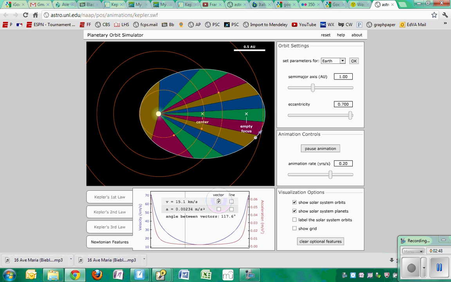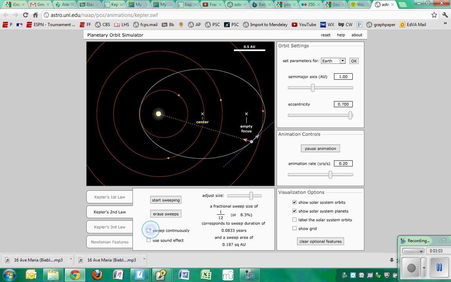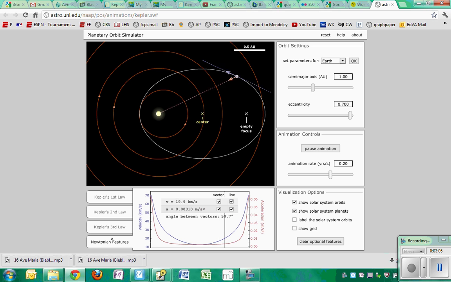We can just add vectors and lines of action for Earth as it goes around. You can see that the gravitational force vector, the red one, gets smaller when Earth is farther away. Here, let me erase the sweep so you can actually see that. See that red vector right there gets very large when it's near the sun, because gravity is an inverse square law. So when it's half the distance, it's 4 times the size.